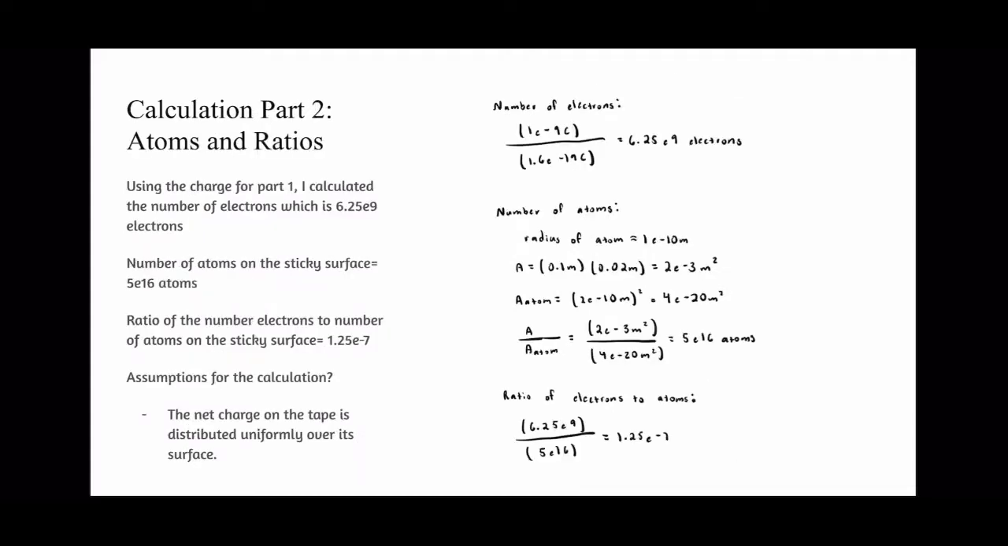The next set of calculations were focused on the atoms and the ratios on the tape. To calculate the number of electrons, I took the previously found charge and divided it by the charge of one electron. I used the value of electron deficiency based on the approximation of the cross-sectional area of an atom that has an approximate radius of 1 times 10 to the negative 10th. I found the area of the tape and divided it by the area of an atom, which was calculated by multiplying the radius by 2 and squaring it. The ratio of electrons to atoms was found by dividing the number of electrons by the number of atoms. The assumption needed for these calculations was the charge of the tape was distributed evenly over the tape surface.